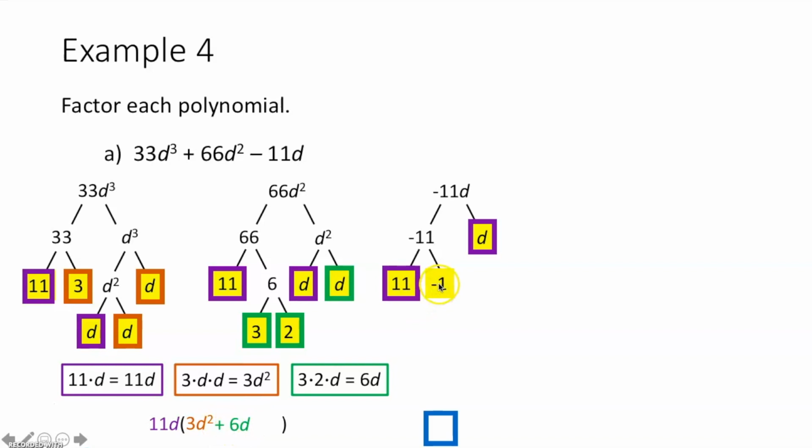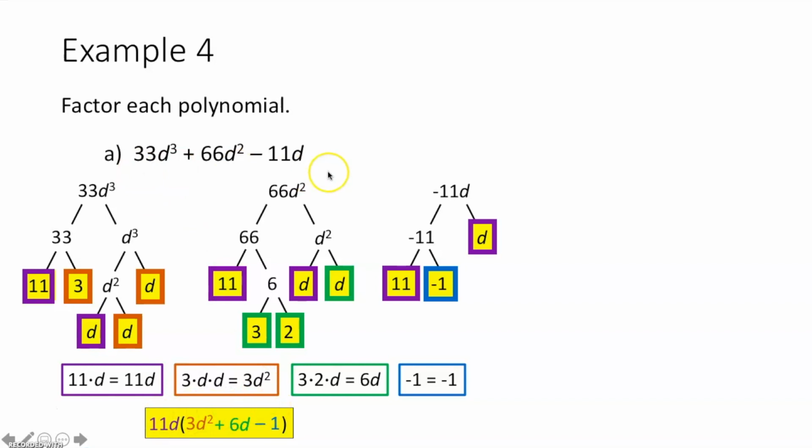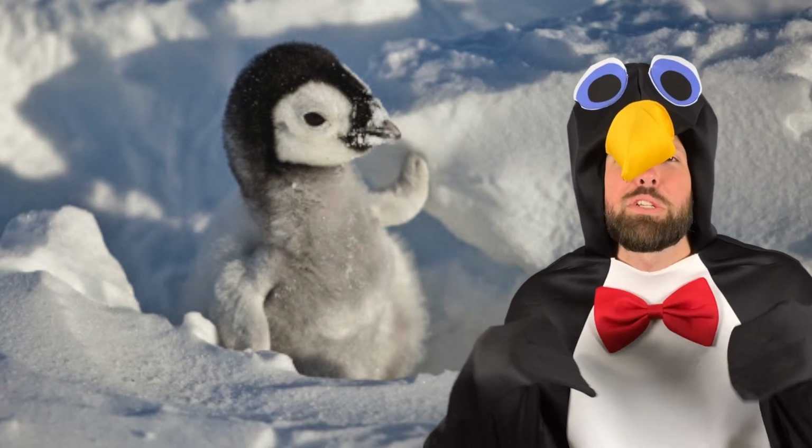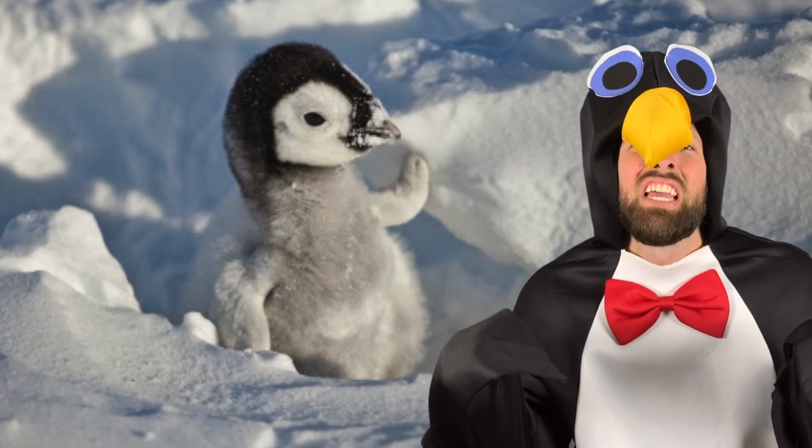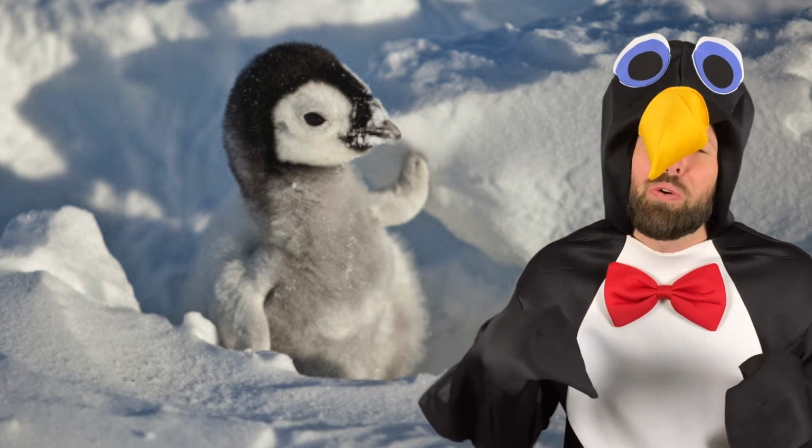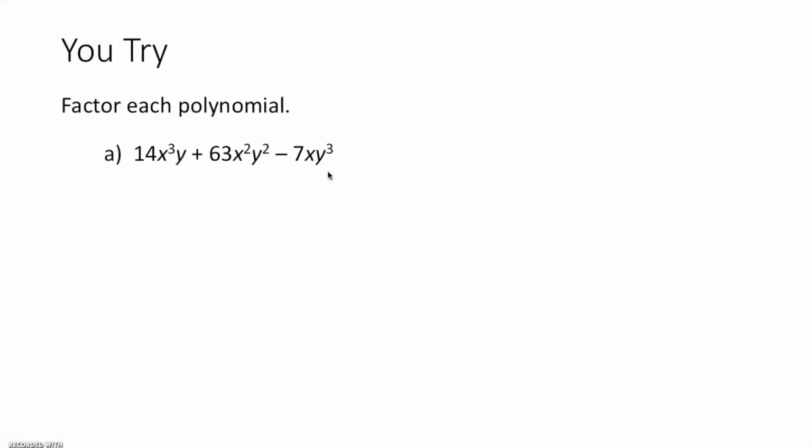And then lastly, we just have a negative 1. That's the only thing that's left. So at the end, we write minus 1. And you're done. Again, you could always check your work by distributing it to each term, and you should get what you started with. What did the serious penguin always say? It's no joke. You try.